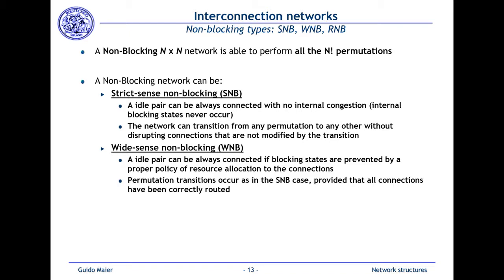In a strictly non-blocking network, the internal path that you choose has no impact on the fact that connections are not disrupted. So, for example, if there are several paths from 2 to 1, any of the paths used by the connection from 2 to 1 will make no difference. The connections will never be disrupted when you are changing the other connections. This is not true instead in the wide-sense non-blocking. In the wide-sense non-blocking, everything works as strictly non-blocking, only provided that you perform routing of the connections internally in a very specific way.